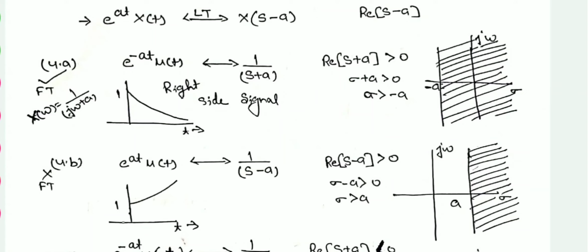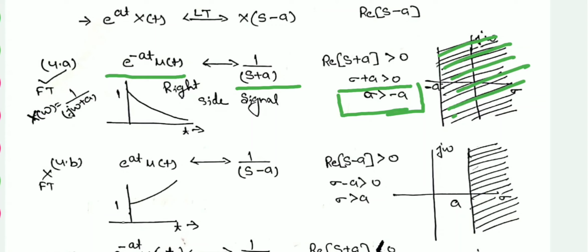Therefore, the Laplace transform of e to the power minus at u(t) is nothing but 1 upon s plus a, and the ROC becomes sigma plus a greater than 0, or sigma greater than minus a. And it is defined in the S plane. The minus a is on the left side, and as it is a right-sided signal, the ROC is defined when sigma is greater than minus a, therefore this region.